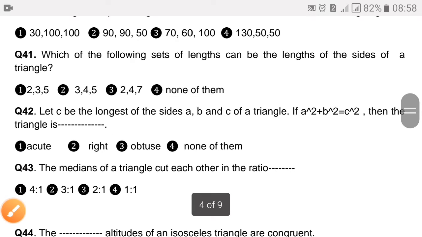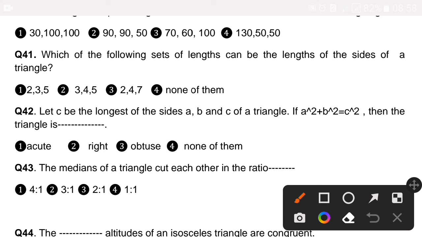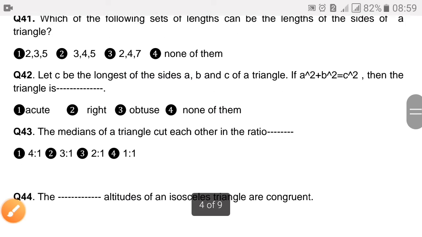Question number 42 is: let C be the longest of the sides A, B and C of a triangle. If A squared plus B squared is equal to C squared, then the triangle is dash: acute triangle, right triangle, obtuse triangle, or none of them. So C is the longest side of the triangle, that is its hypotenuse, and it satisfies the Pythagoras theorem, that is a squared plus b squared is equal to c squared. So this is actually the right triangle. In case of a right triangle, the Pythagoras theorem is satisfied, otherwise not.